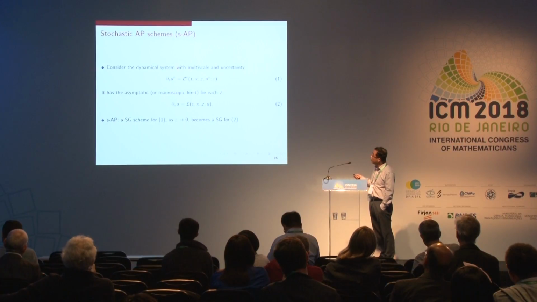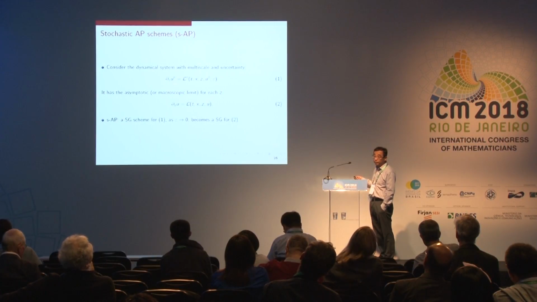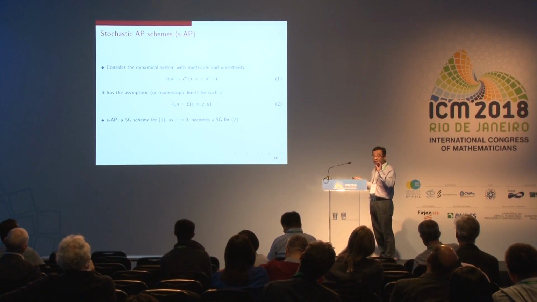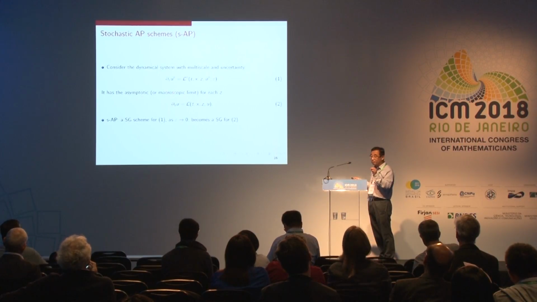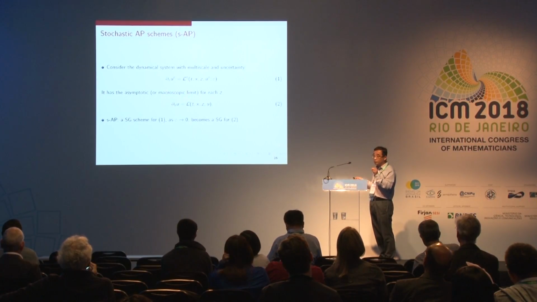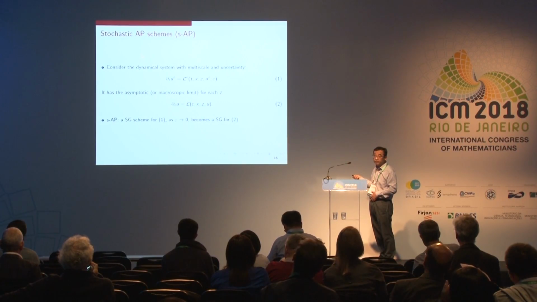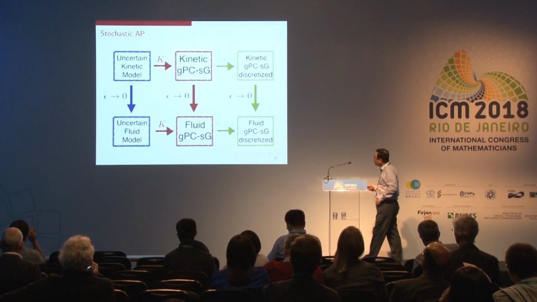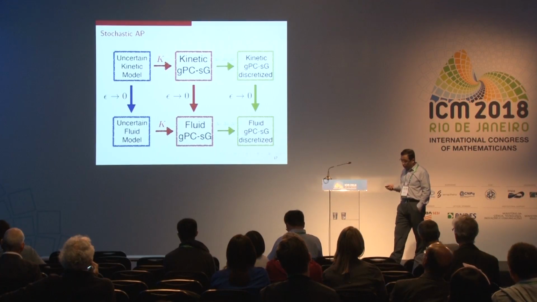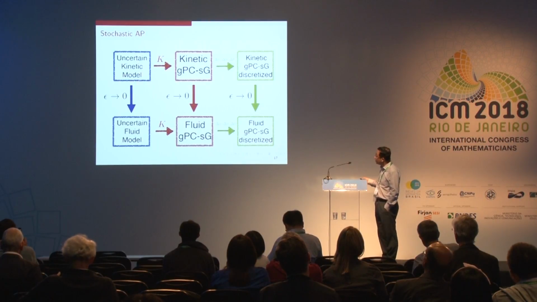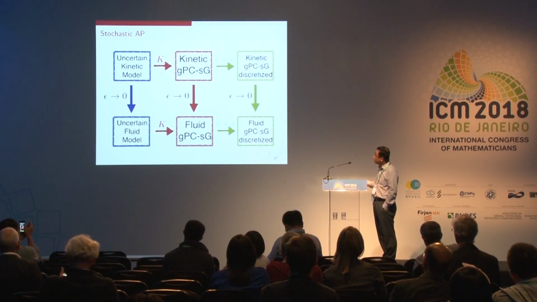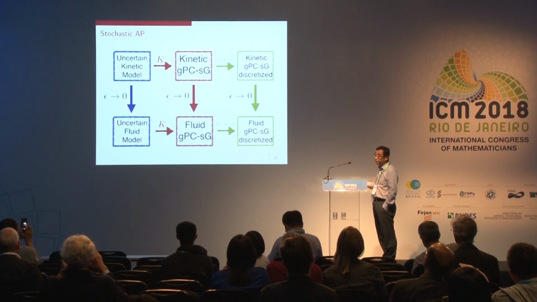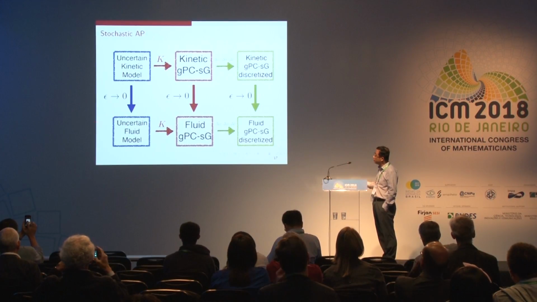Now, if you have a stochastic Galerkin method for this equation, by fixing the polynomial order, you pass to the limit. When epsilon goes to 0, if you end up at a stochastic Galerkin for this limiting system, then we call it stochastic AP. All right. And this picture shows you what it means. So you have an uncertain kinetic model. When epsilon goes to 0, you get some uncertain fluid model. So this is a microscopic model, this is a macroscopic model.